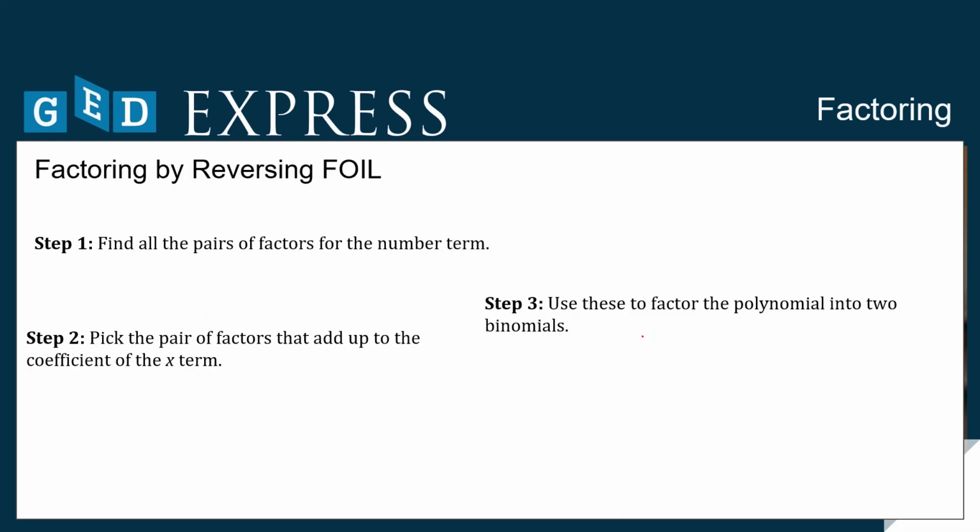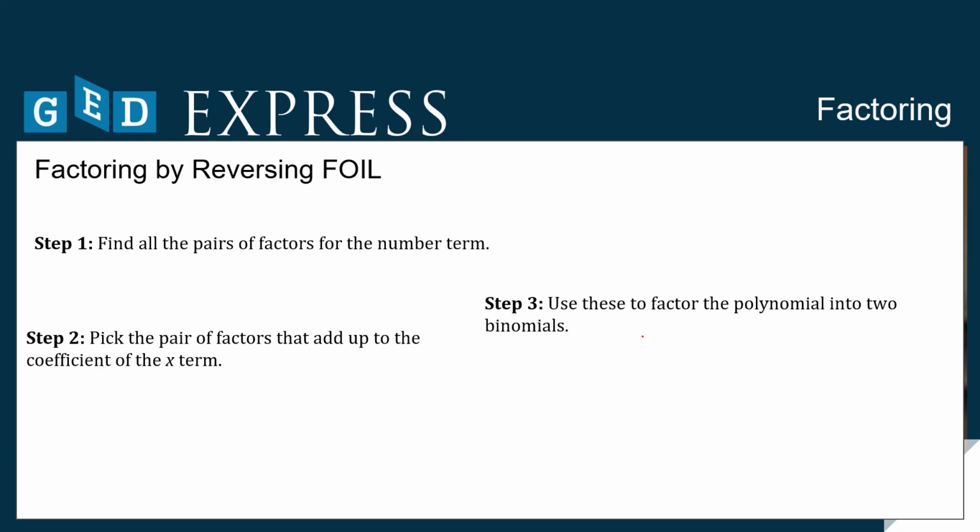The second type of factoring is factoring by reversing FOIL. As you may remember, FOIL is a method used to multiply binomials. So reversing FOIL means going from an expression back to two binomials. So the result, the factors, are two binomials. Let's try some examples.